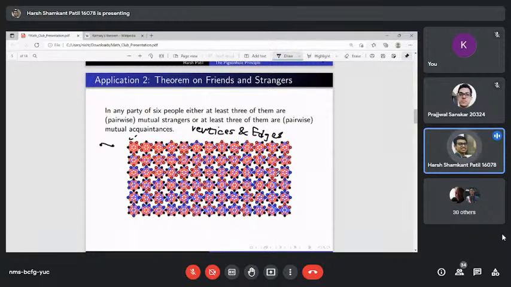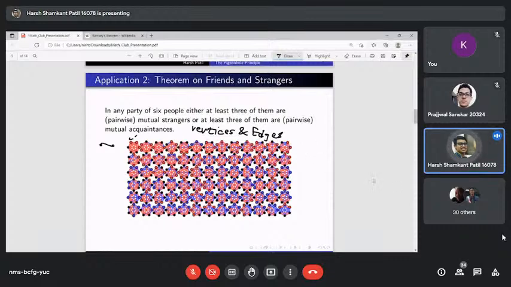So they either form a blue triangle or a red triangle. A blue triangle corresponds to 3 people that all know each other, and a red triangle is a subset of people that don't know each other.